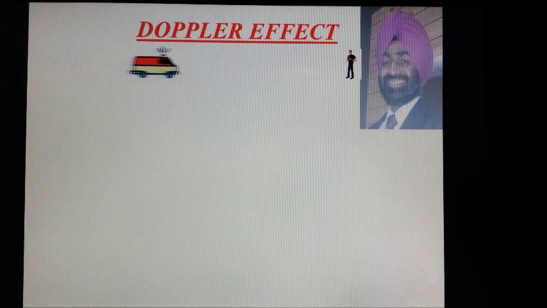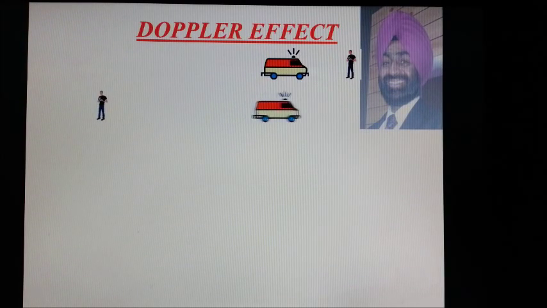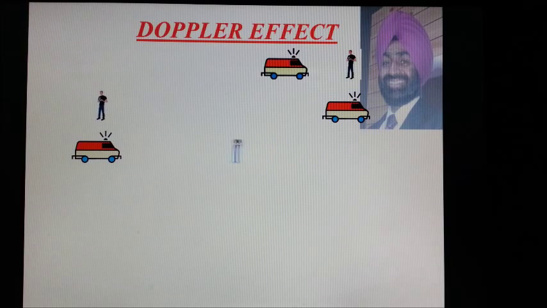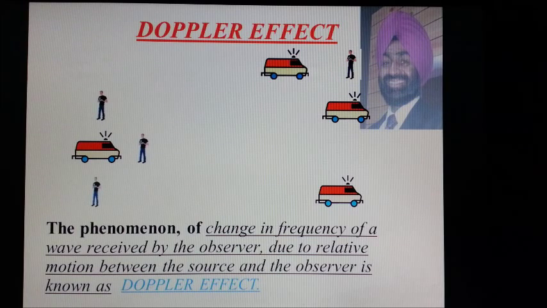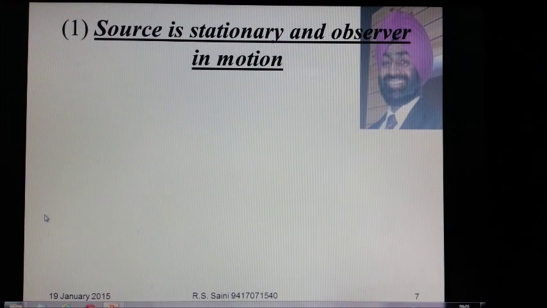So let us analyze it mathematically. If the source is approaching or receding away, the listener may also approach or recede away. There is a change in frequency or pitch of the sound due to the relative motion. This phenomenon is called Doppler effect. I think the definition is clear now. We'll discuss the effect in three different situations. First, when the source is stationary and the observer is approaching the source.